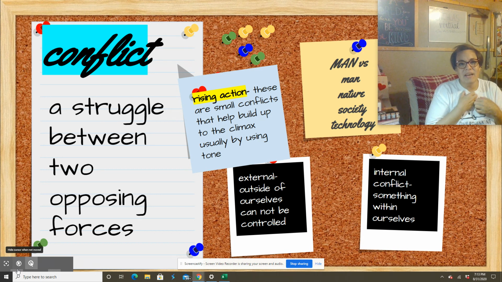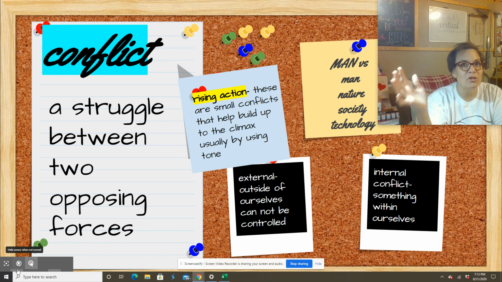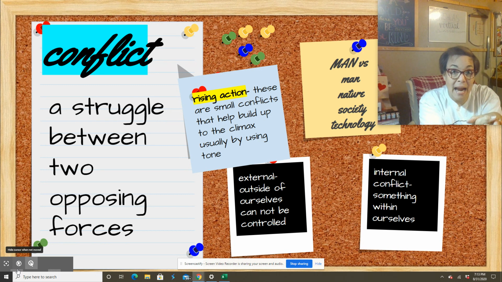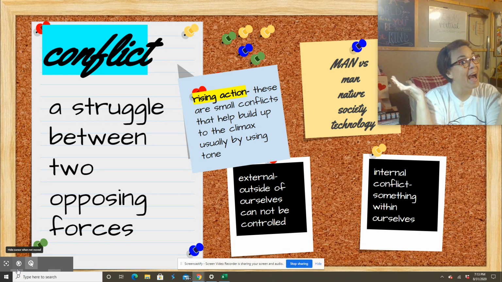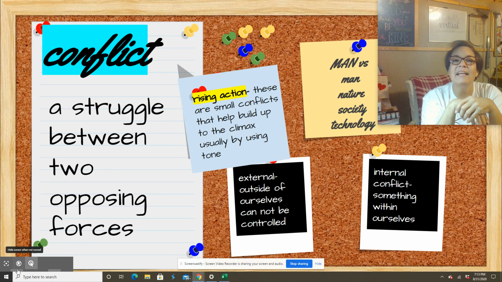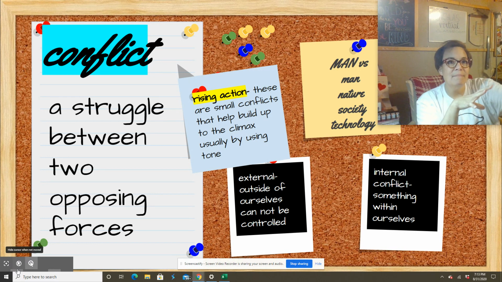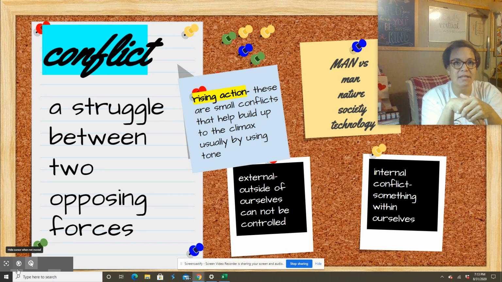That's the stuff that we can deal with. So when we struggle with, should I do this? Should I not do this? That's an internal struggle. If suddenly there's a snowstorm outside and now you can't go to your Aunt Ethel's, that's an external struggle. So that's something outside of yourself that you can't control.